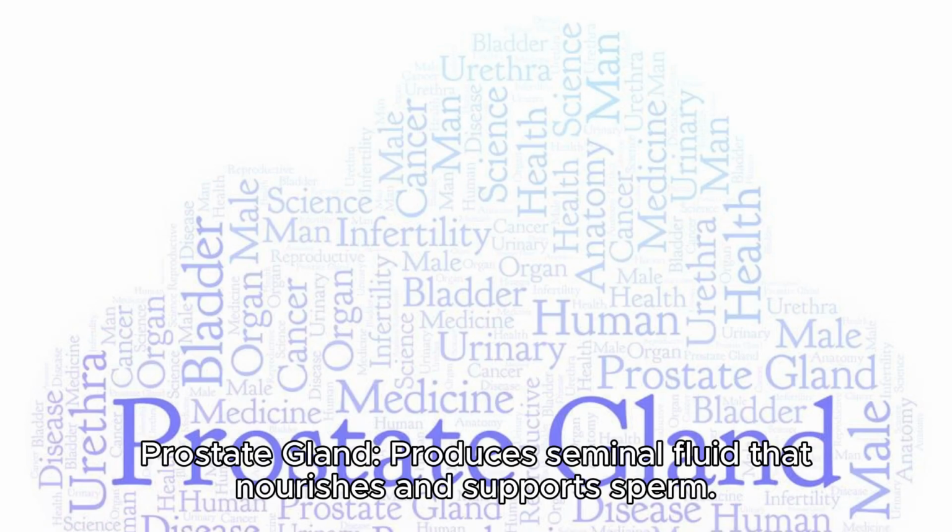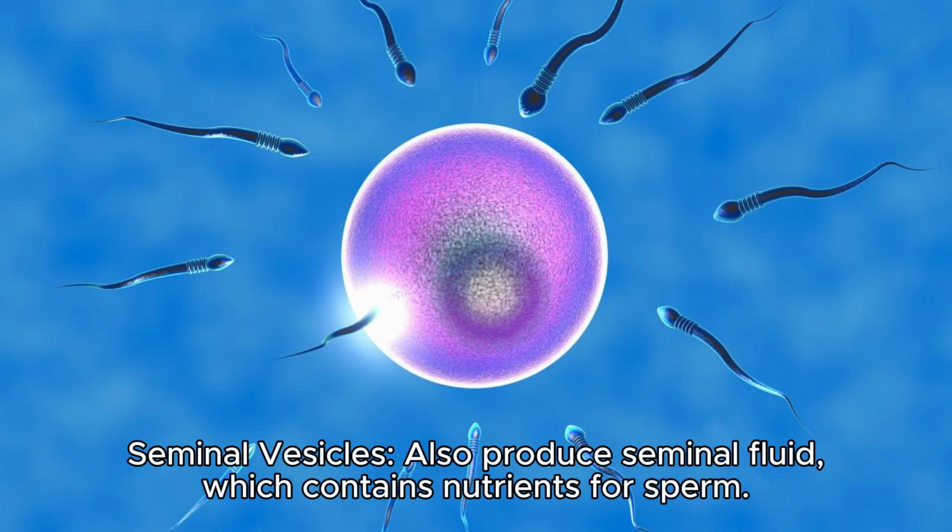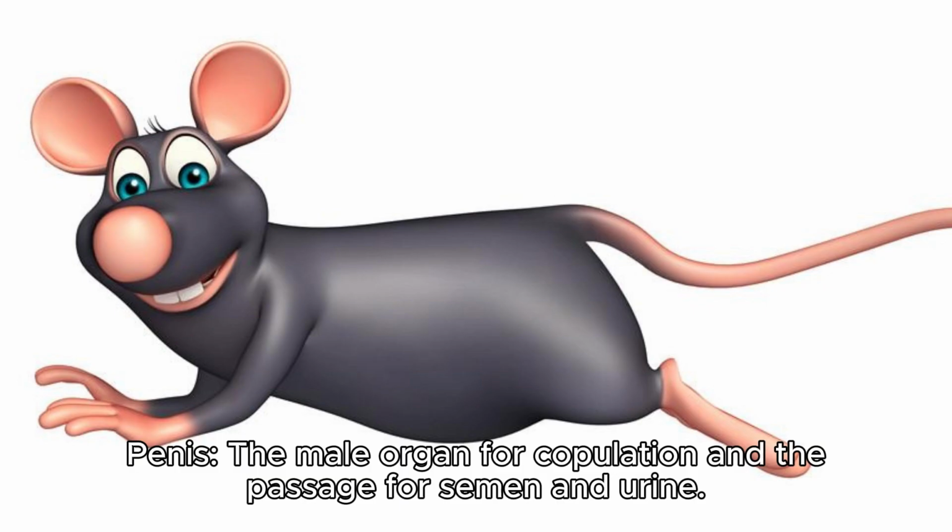Prostate gland produces seminal fluid that nourishes and supports sperm. Seminal vesicles also produce seminal fluid, which contains nutrients for sperm. Penis: the male organ for copulation and the passage for semen and urine.